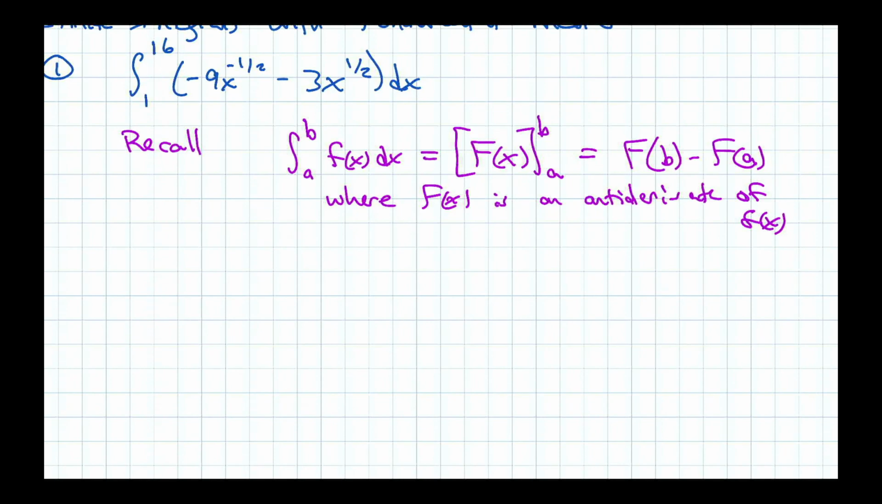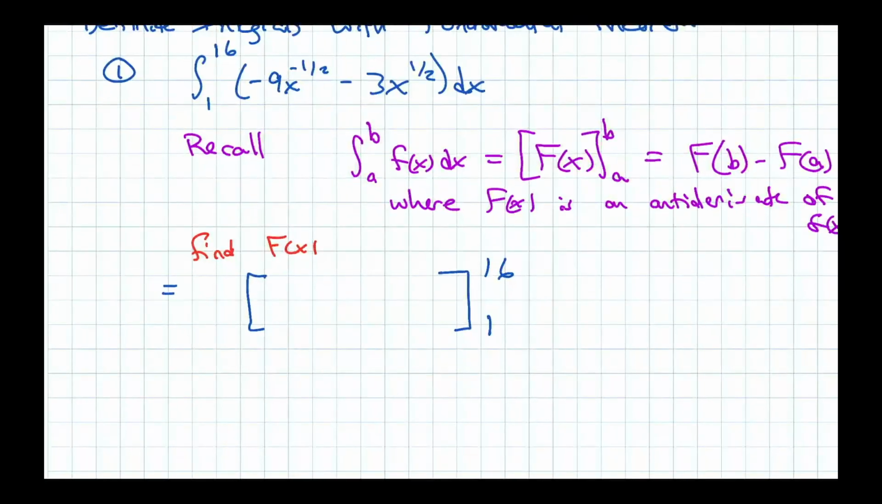For this problem, step 1 is to find an antiderivative, so find the big F. When we do, we're going to evaluate that between 1 and 16, because those are the limits that we have. How do we do that? In this case, we're going to need the power rule.